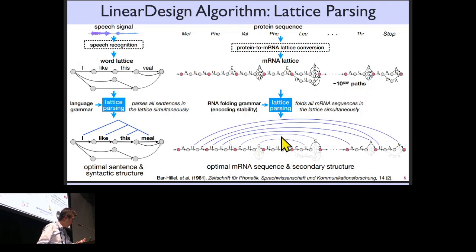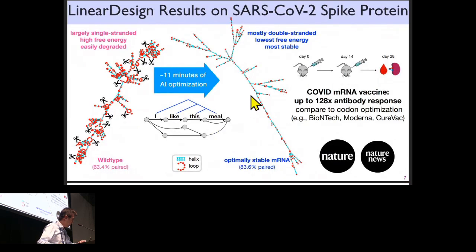That was all very nice, and I will not go into any more details, but just to say that the COVID experiments were very, very surprising. We got more than 100-fold increase in antibody response compared to the standard technique, which is codon optimization, used by everybody else. This is published in Nature, with Nature News.